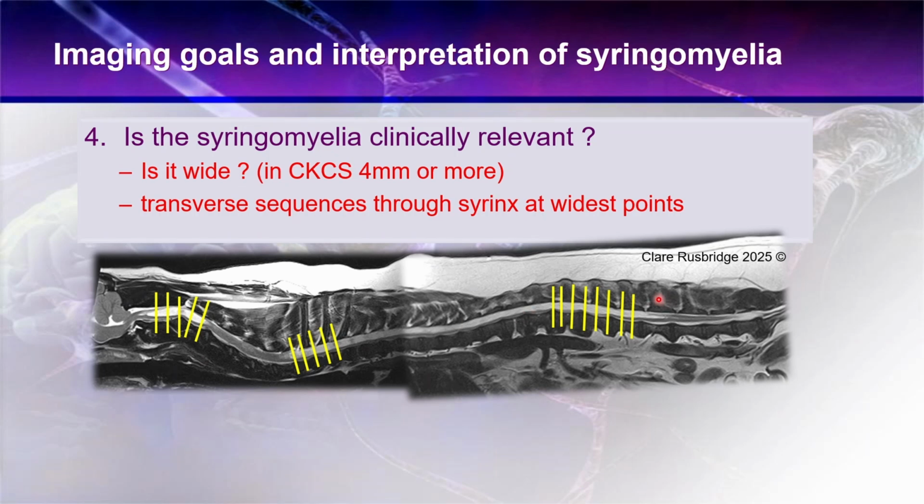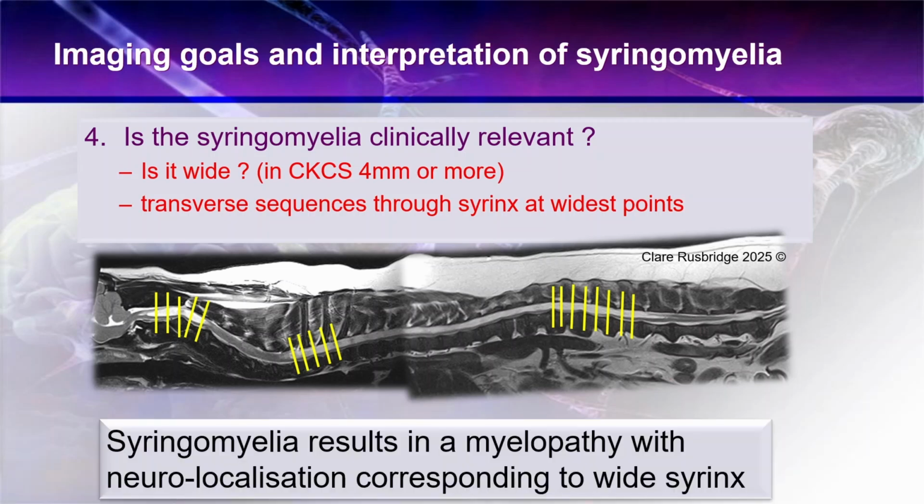So you also need to decide if the syringomyelia is clinically relevant. As I've said before, clinically relevant syringomyelia is a wide syrinx, so I will take transverse images through the syrinx at its widest point. If I'm seeing clinical signs, then I would expect those signs to correspond to where there is a wide syrinx. For example, if a dog has weakness in the thoracic limbs, I would expect to see a wide syrinx in this area. If the dog had phantom scratching, then I would expect to see a wide syrinx in this area, which is the area involved with the scratching reflex.